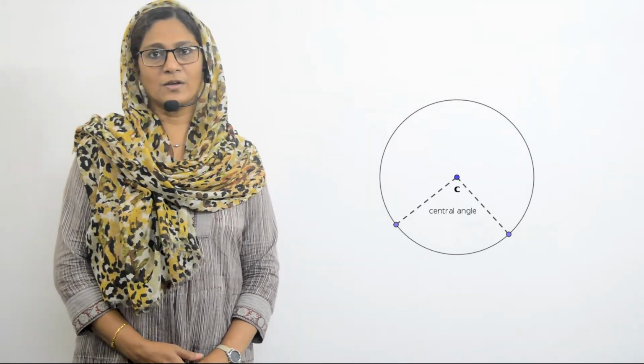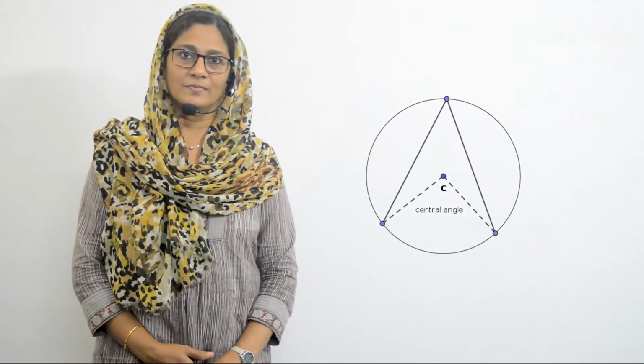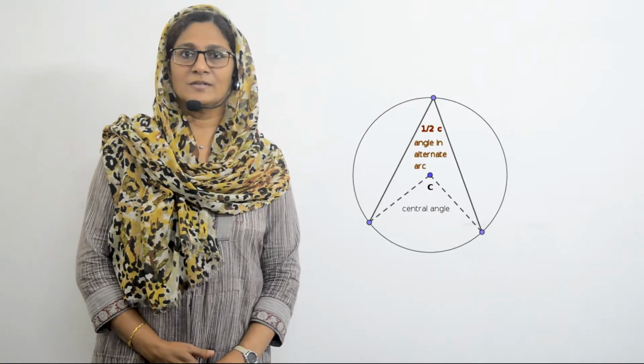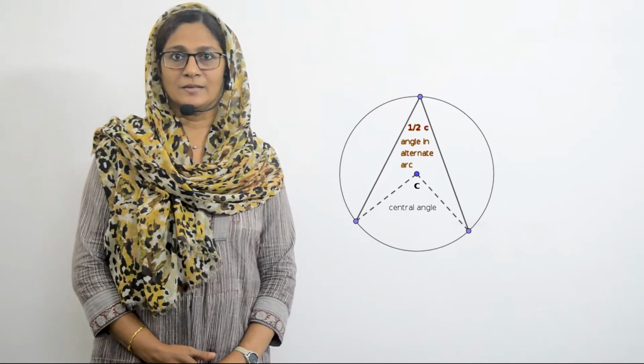What have we just observed? Let's put it in a simpler way. I have drawn the circle and you can see its central angle. By drawing an angle in the opposite arc, we get that the measure of this angle is half c.